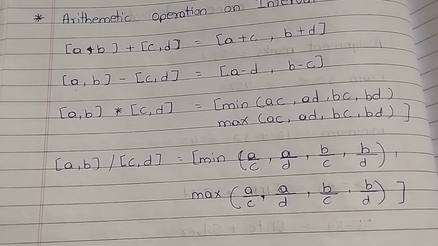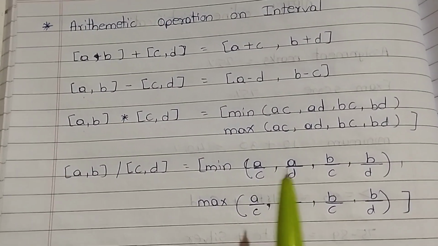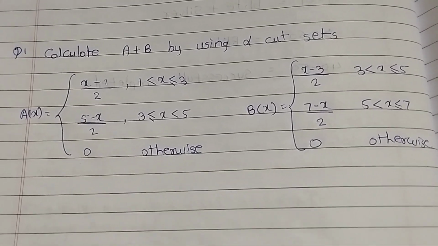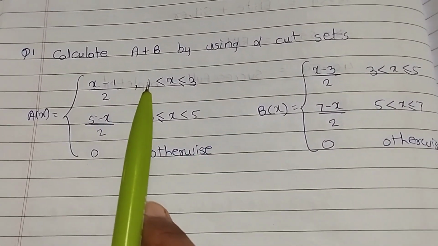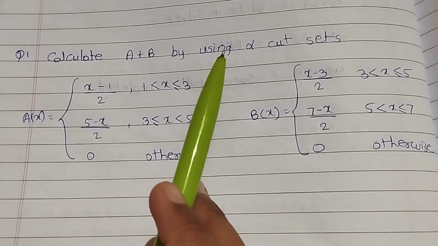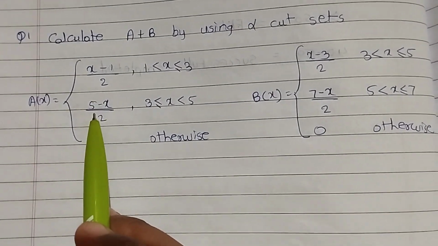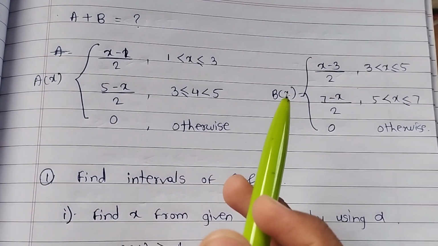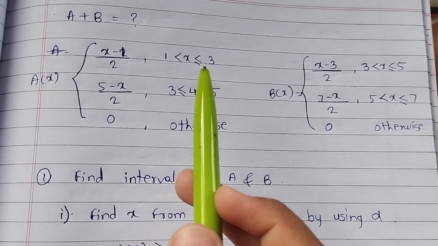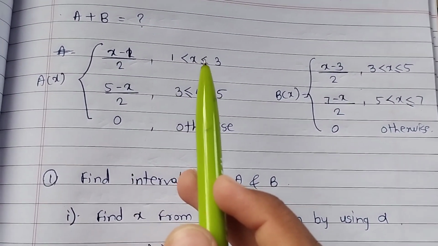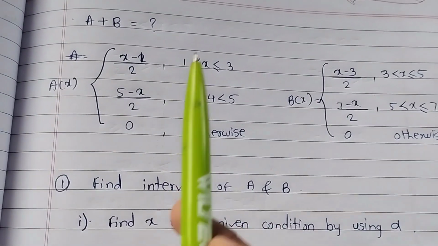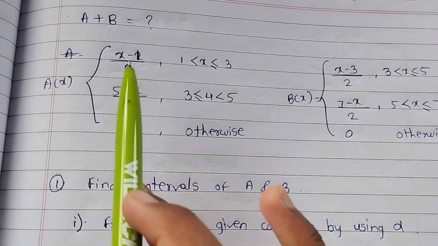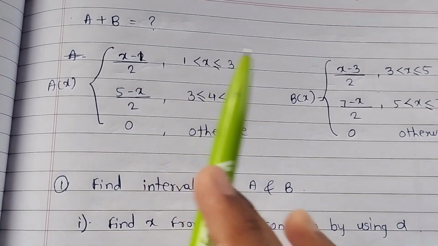So now we see with the help of an example how we apply those formulas. In this question we want to find a plus b by using the alpha-cut sets. Now we see the steps to find a plus b. First we have a of x and b of x in the form of equations and their conditions. So the answer we also want the same way: a plus b is equal to equations with their conditions.